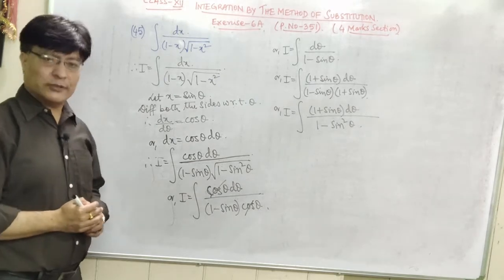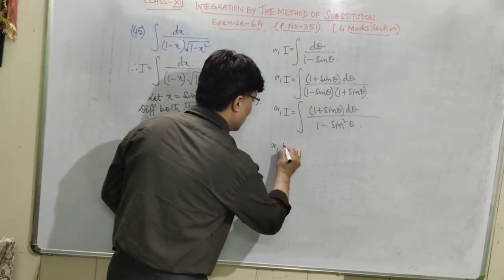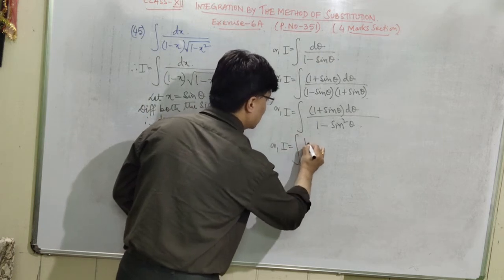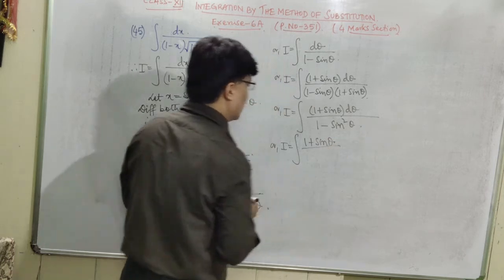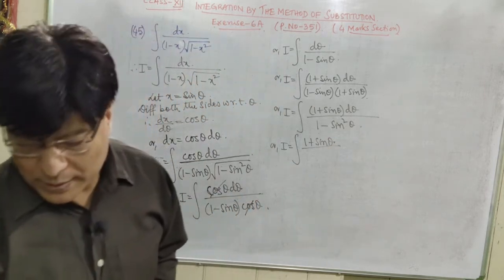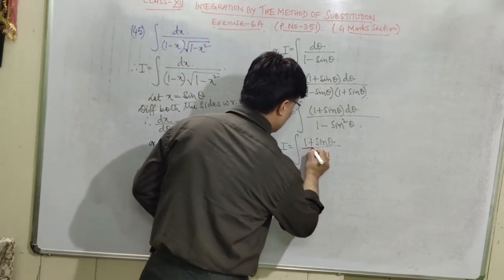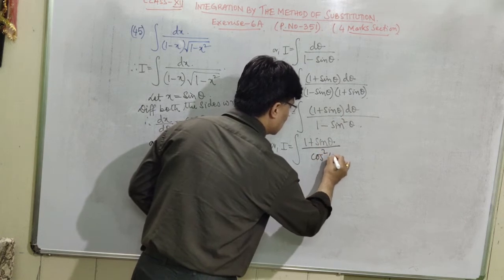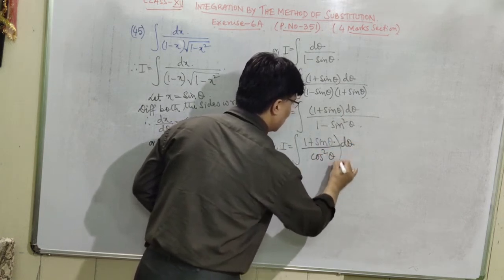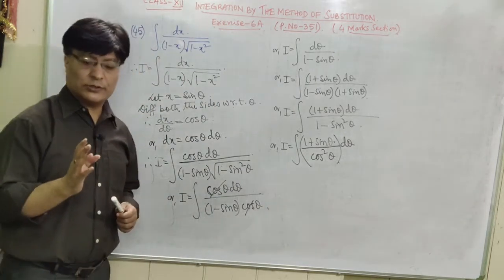So I think you have understood it. So what is 1 minus sine square theta? Or I is equal to integration of (1 plus sine theta) divided by (1 minus sine square theta), which is cos square theta. Then what do we write? d theta. So I think you have understood it.